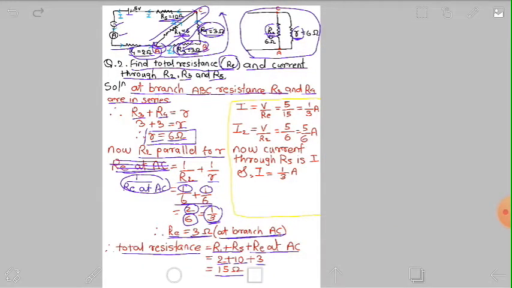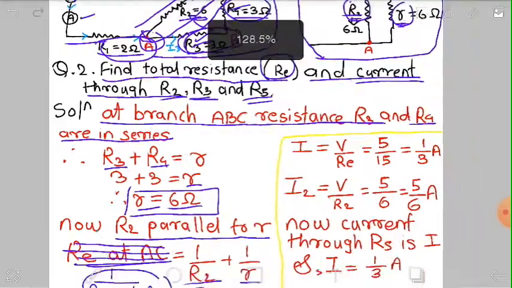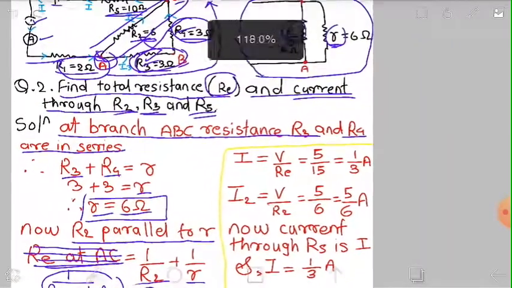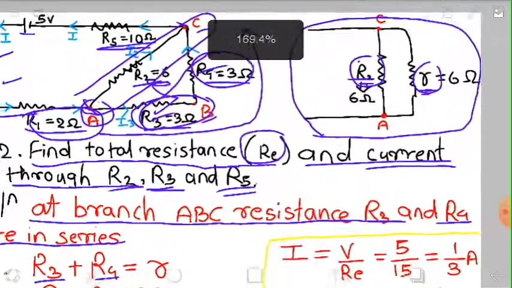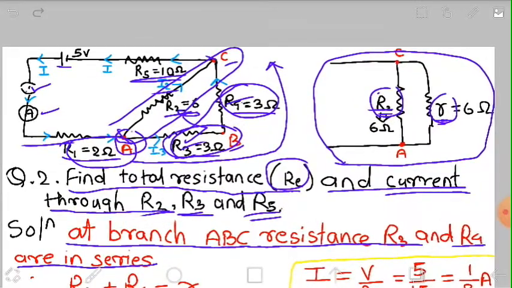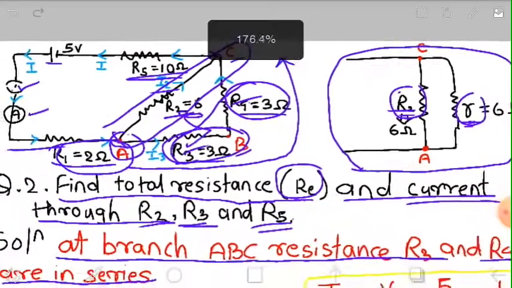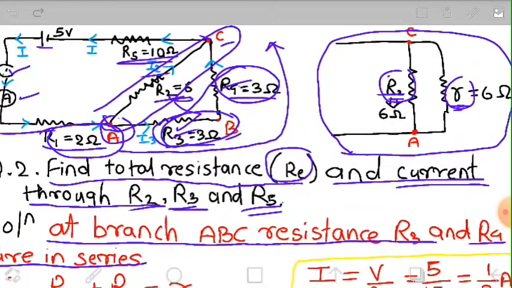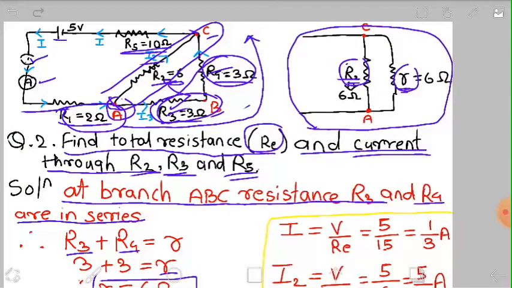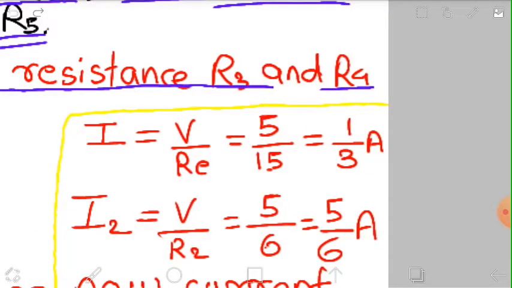Now the question was extended to find the current through R2, R3 and R5. Firstly we will see the current through R2. The current through R2 is I2, that is a divided current from I. Here, through branch ABC the resistance is 6 ohm, and also through branch AC the resistance is 6 ohm. In such a situation the electric current I is divided equally when the resistance through the two branches is equal. The main current in the circuit, I, will be equal to 1 by 3 ampere.